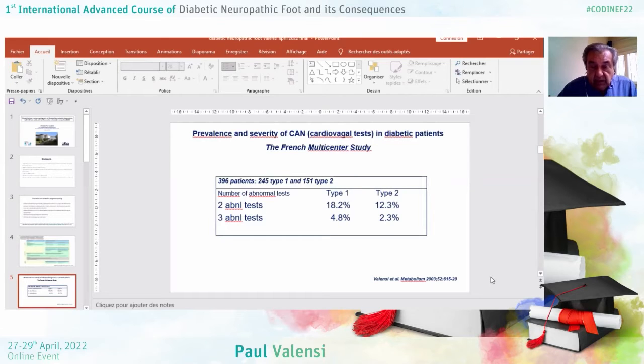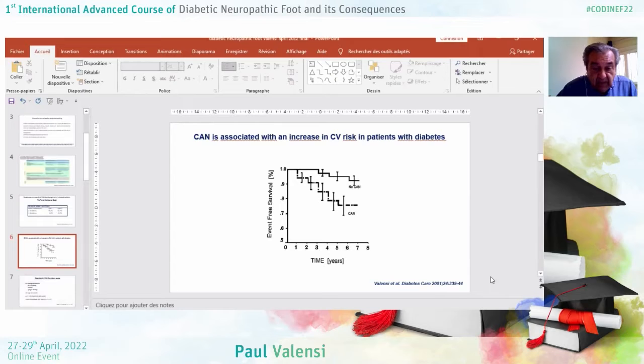Now, regarding cardiac autonomic neuropathy, we performed this study several years ago and showed that in a population with type 1 or type 2 diabetes, the prevalence of cardiac autonomic neuropathy based on cardiovascular tests, I will go back to this later on, was high, around 20% in type 1 and around 15% in type 2. CAN is associated with an impaired prognosis, with an increase in cardiovascular outcomes in patients with diabetes.